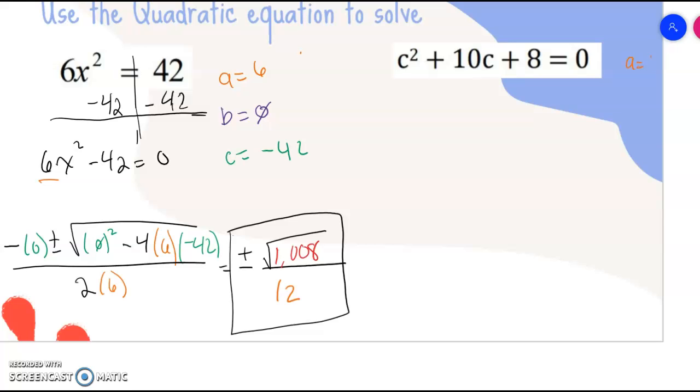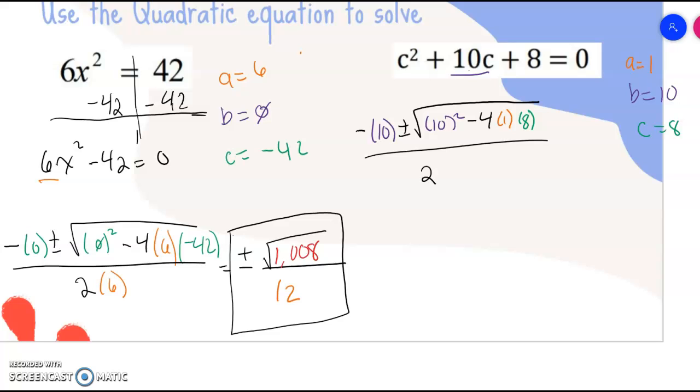So my a term for the next one is 1. I actually have a b this time, which is 10. My c term is 8. And now I can work. I have negative 10 plus or minus the square root of 10 squared minus 4 times 1 times 8 all over 2 times 1.